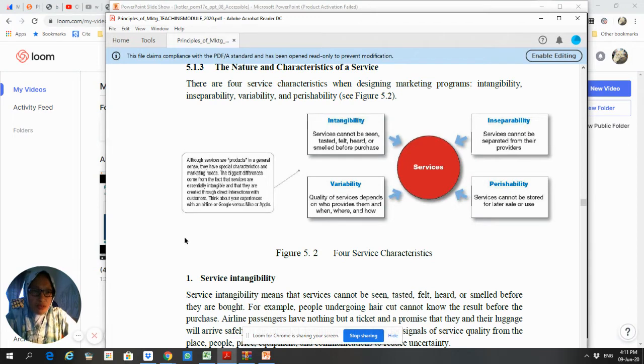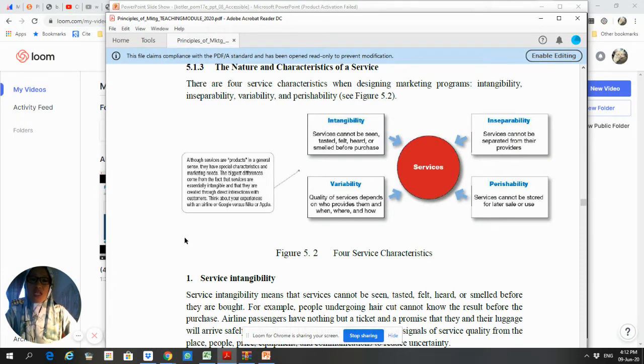Then inseparability means that services cannot be separated from the service provider and consumer. We cannot perform the service, let's say at a salon, they cannot perform the service without the customer. They are not going to wash a doll's hair, right? Okay.